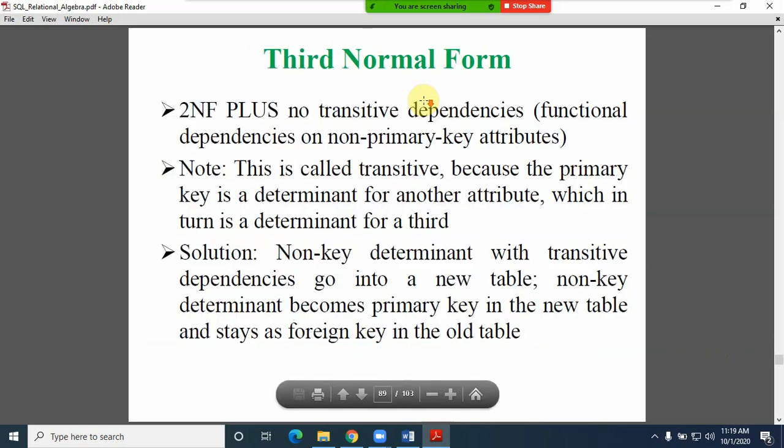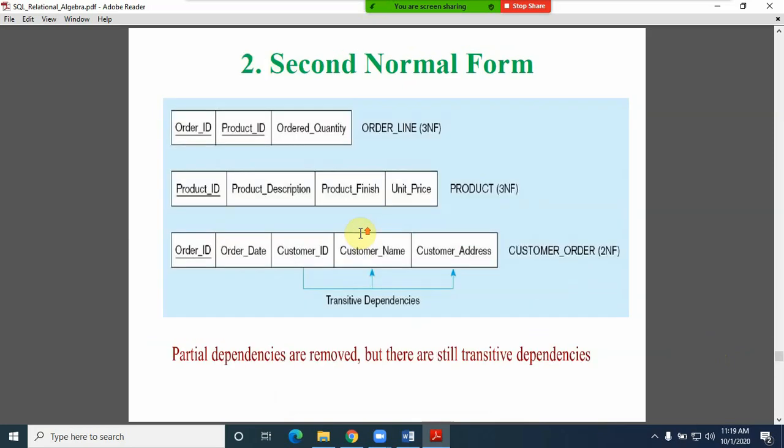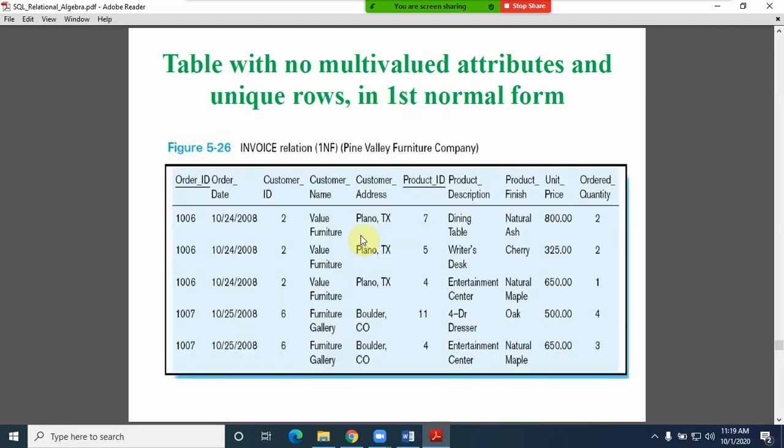Okay, so from the next class onward, we'll see the third normal form and Boyce-Codd normal form, and thereafter fourth normal form and fifth normal form. Okay, so this is how you can observe. Any doubts, please let me know.